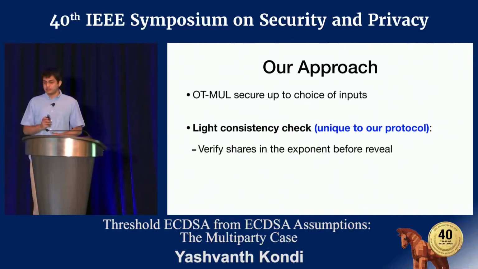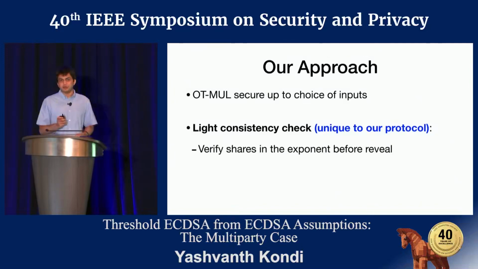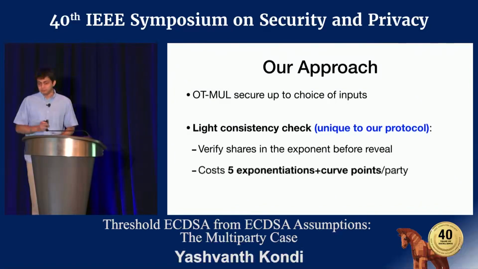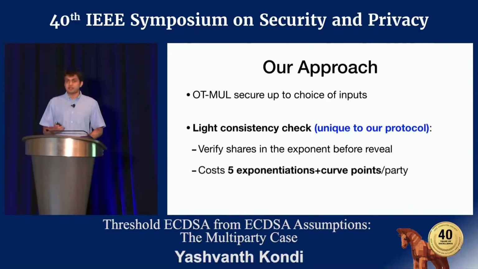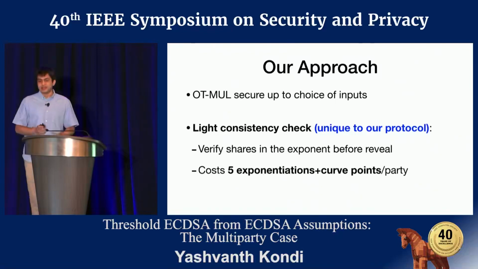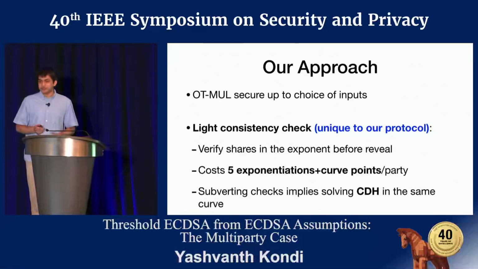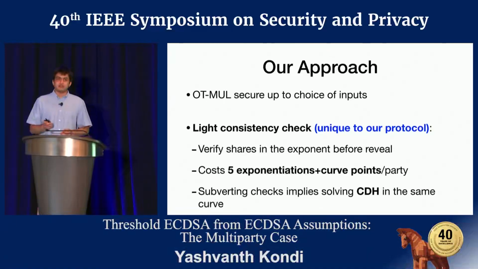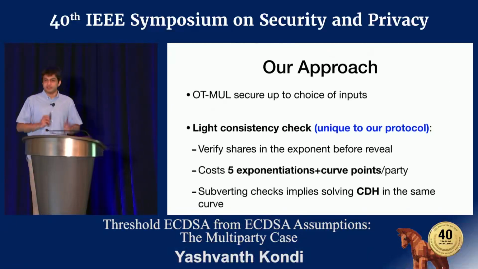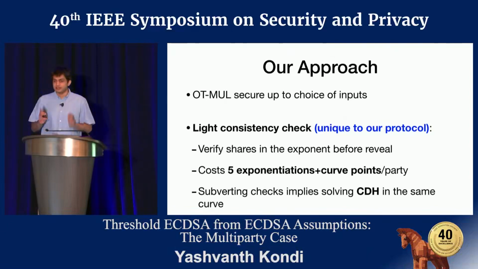And this works roughly by verifying shares in the exponent before they're even revealed in the clear. And this is pretty cheap. It costs only 5 exponentiations a party and about as many curve points to be transmitted. And that's quite light. And we show that subverting these checks implies solving the computational Diffie-Hellman problem. So if you believe that holds in the same curve as the signature, then our scheme is secure.